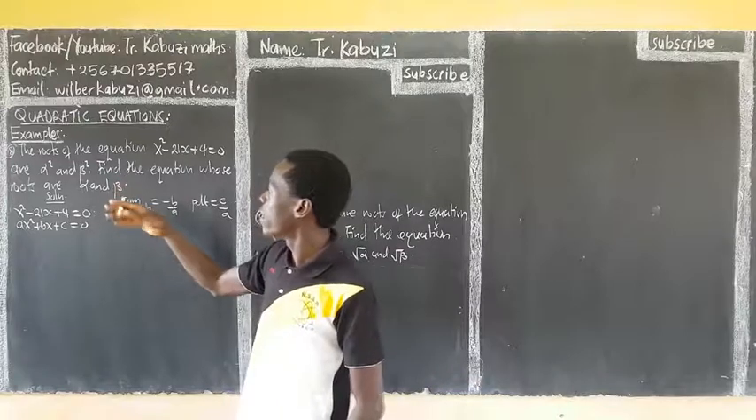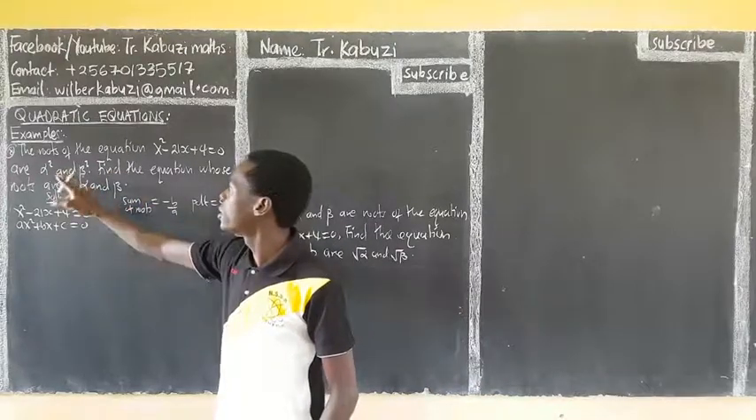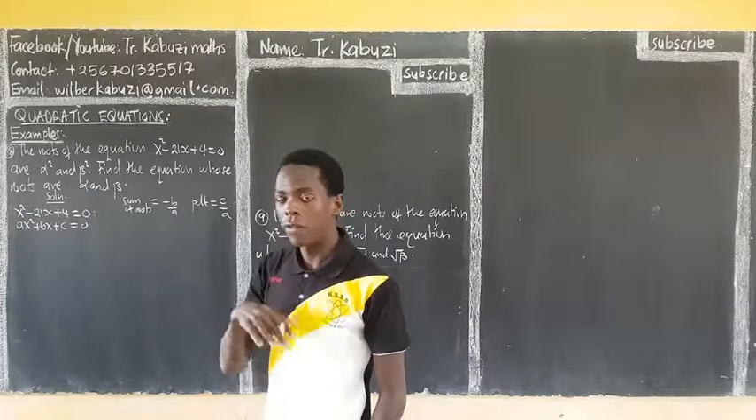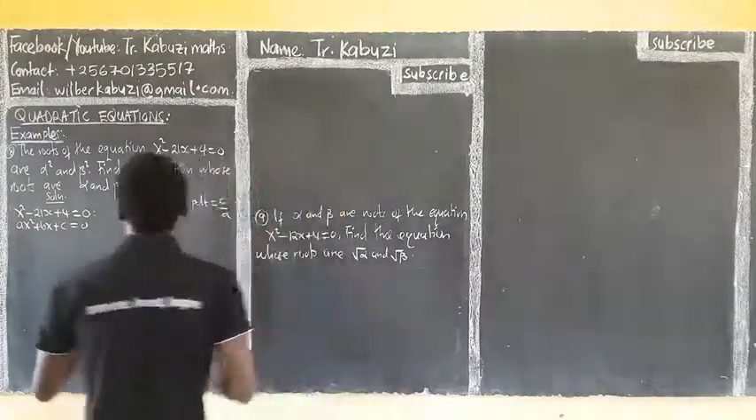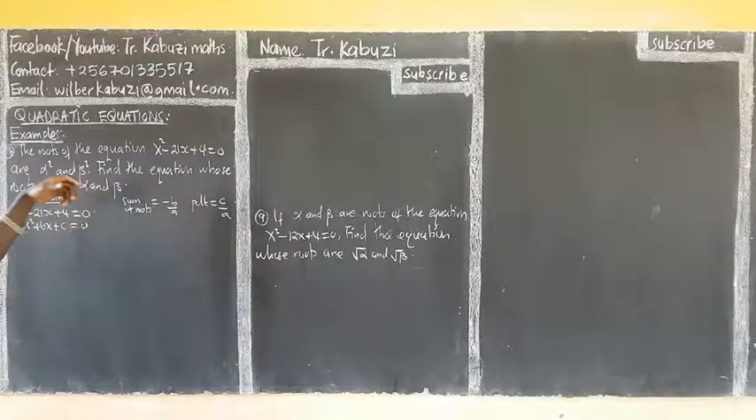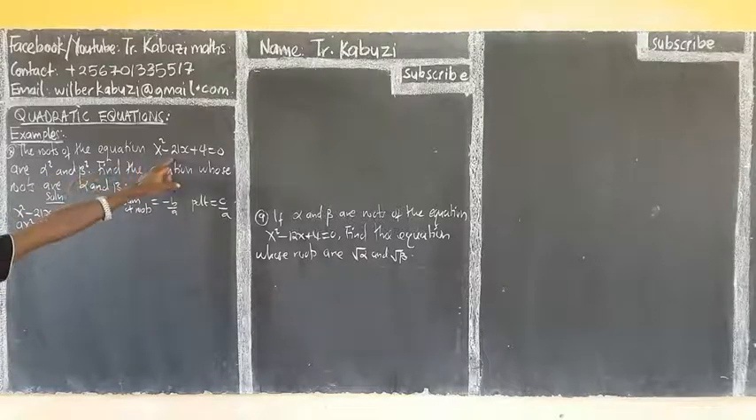So what we do, if the roots of this equation are this, what we start with, we always get the sum and the product of the roots of that equation. So now, let us find the equation whose roots are these. We need the sum and the product of these new roots now. But first, they gave us these roots to this equation.